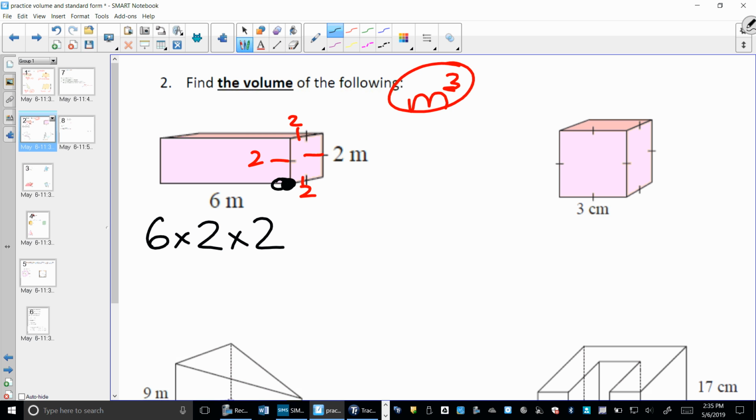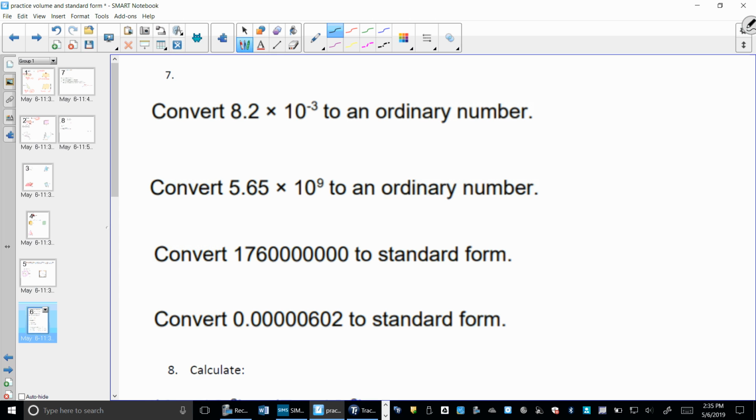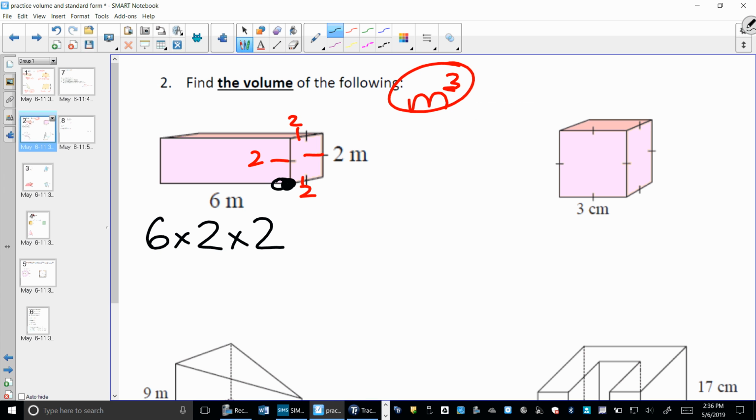Sometimes people just saw a 6 and a 2 and multiplied those together. But you've got to be careful that they've labelled them to give you enough information. So you need to multiply 3 measurements. Why would you only do 2 on 2s? Because the other one is a 6. So this is 6, 2, and 2. So it's the 3 measurements that meet at that point.